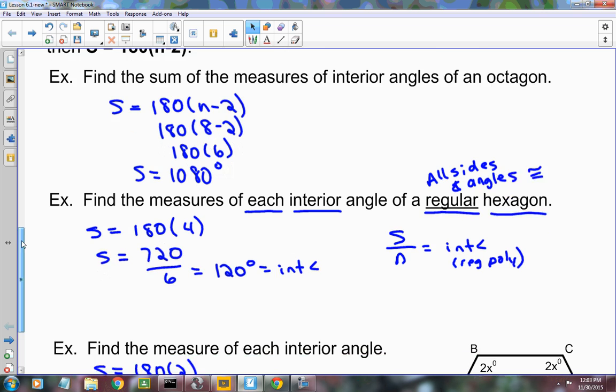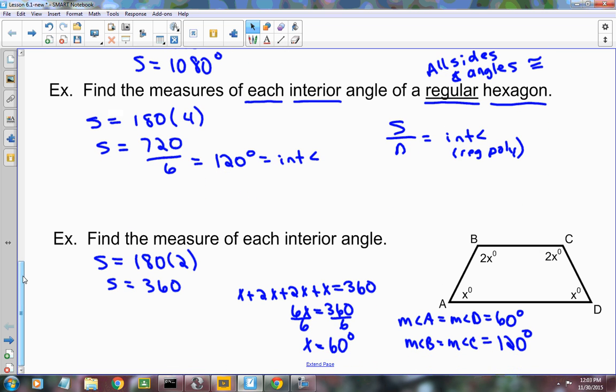Then we talked about how if it's regular, in this case a hexagon, we find out the sum and we divide by the number of sides, and that tells us each individual interior angle. If it's not regular, we still have to find the sum, but then we have to add up all the angles to equal that sum.